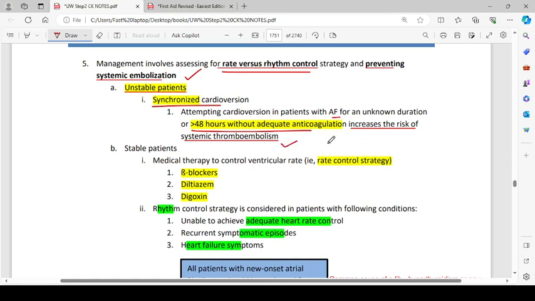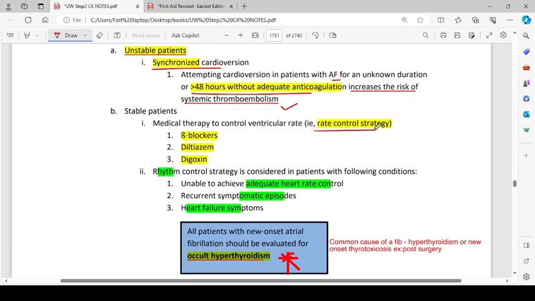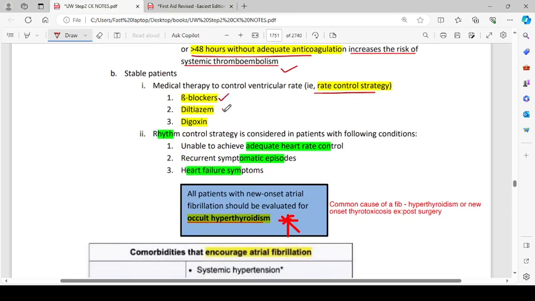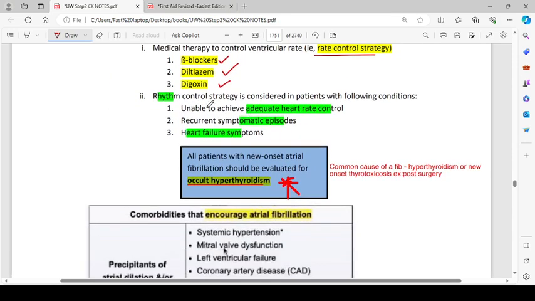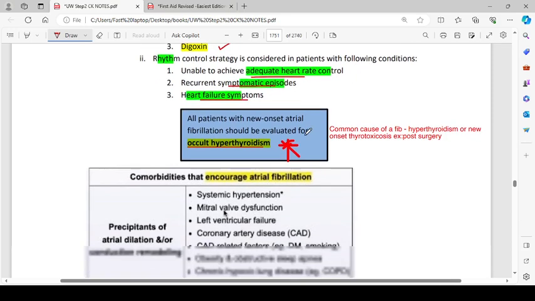Yes, because people with atrial fibrillation have a chance of developing thrombi. So if we cardiovert them, maybe a thrombus that has formed in the heart can dislodge and go to the systemic circulation. In stable patients, medical therapy to control the ventricular rate, that is the rate control strategy, we can give beta blockers, diltiazem and digoxin. Rhythm control strategy is considered in patients who are unable to achieve adequate heart rate control, recurrent symptomatic episodes, and heart failure symptoms.